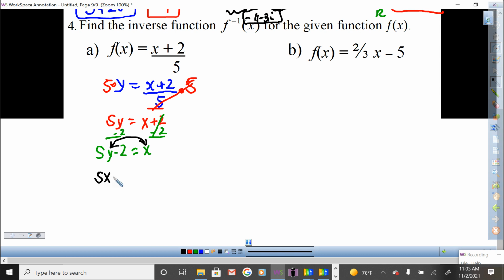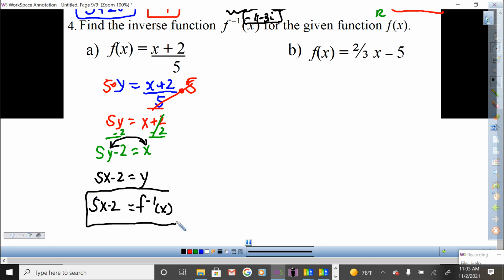So this is f of x, 5x minus 2 equals y. And now we just need to change the y to function notation. So we write inverse function of x equals 5x minus 2. That's the inverse. Let's do the other one.